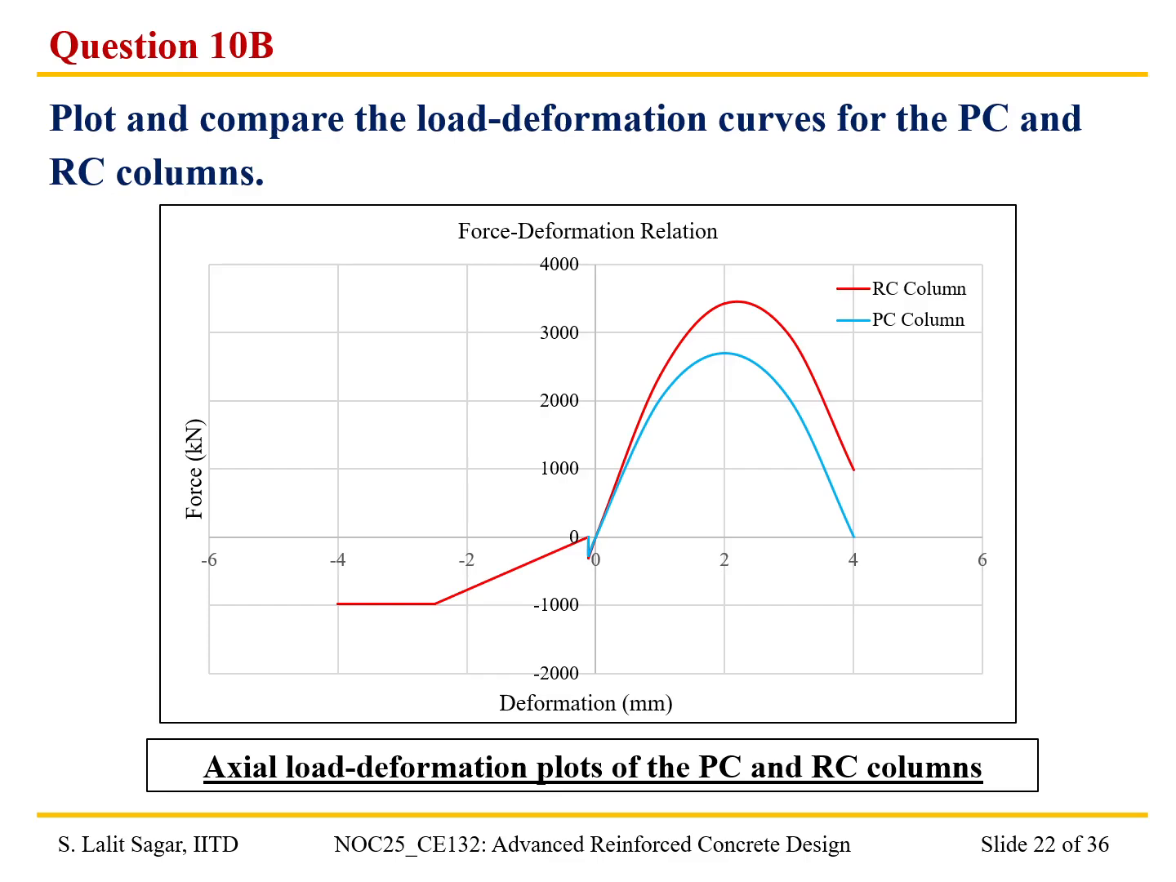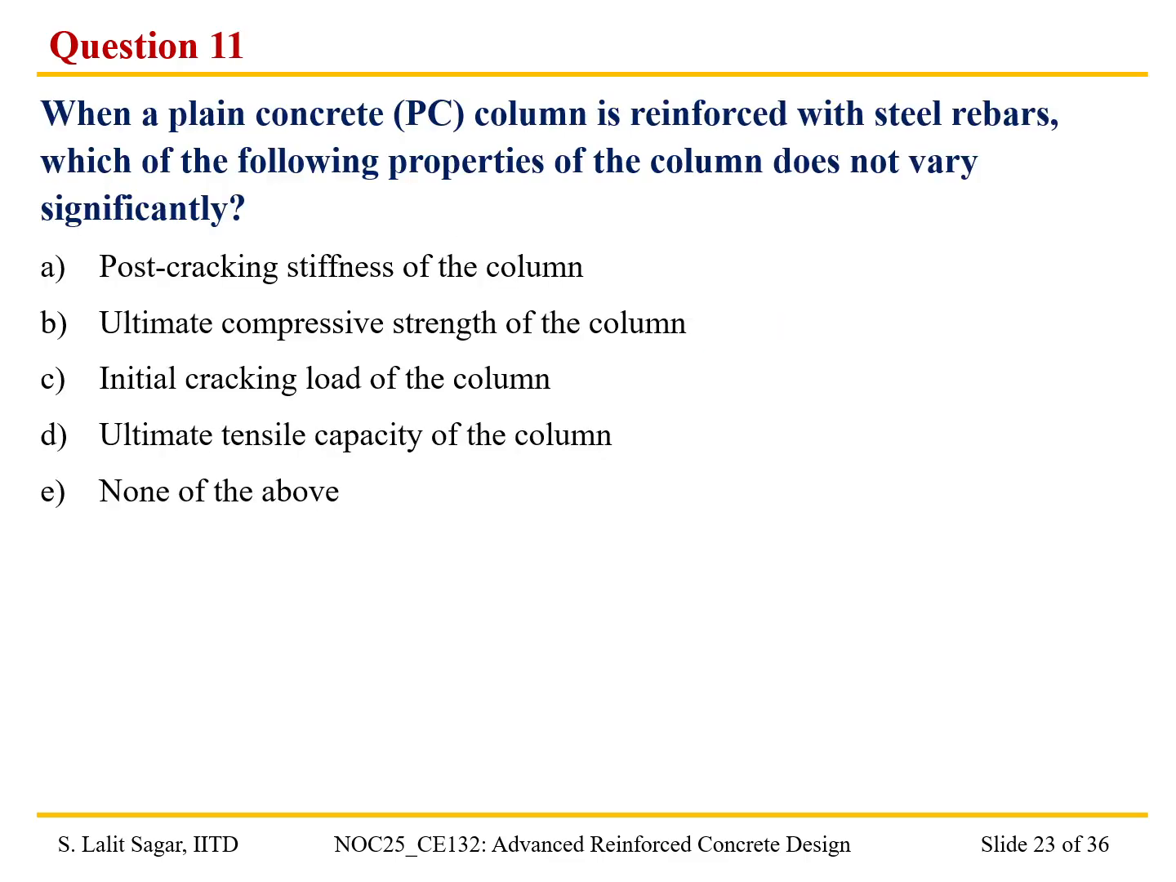Okay, so there is one theoretical question which I encourage the participants to try. When a plain concrete column is reinforced with steel rebars, which of the following properties of the column does not vary significantly? Please take 1 minute and let me know what would be the correct response. When a plain concrete column is reinforced with steel rebars, which of the following properties does not vary significantly?